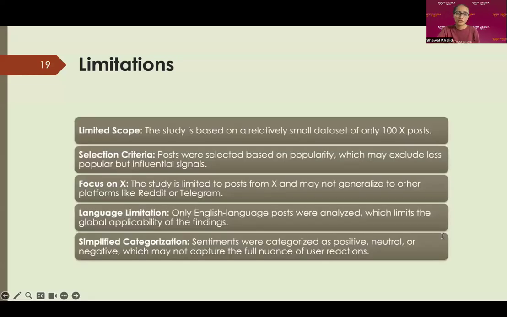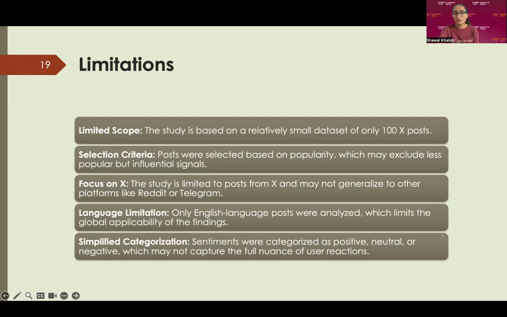All right, now I'll talk about some of the limitations of our study. First off, the study was relatively small since we have a certain selection criteria and only 100 of the posts were satisfied from January 2022 to October 2023. And we also just focused on X. There are other platforms that are very popular in the crypto space like Telegram and Discord, which can also be studied. Then language limitations: since we only focused on posts that were in English, it would be nice to analyze other posts.